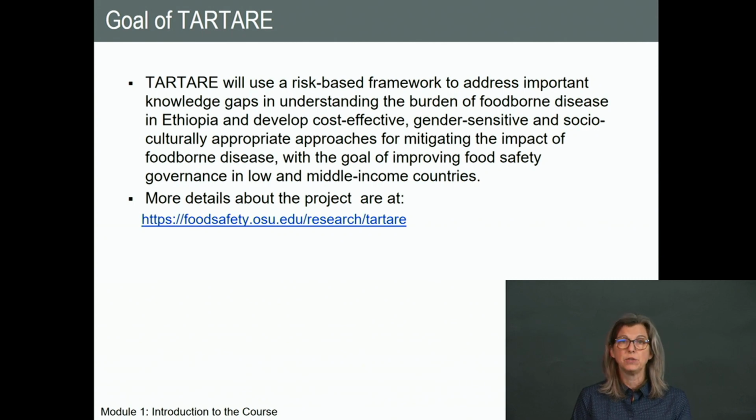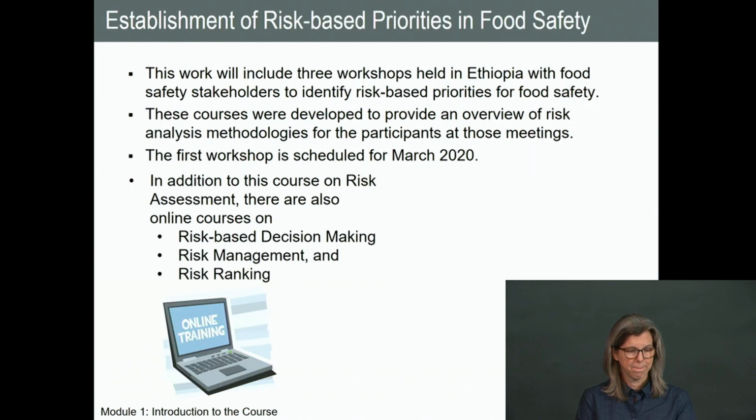And then the idea is, from what we learned from this project in Ethiopia, to be able to build a roadmap for other low and middle income countries to start to use when they're working towards reducing foodborne illness. More details on the project can be found at the link provided below. If you go to foodsafety.osu.edu, that's the whole center, and you can find the research project TARTAR there, as well as other projects that are underway in our center.